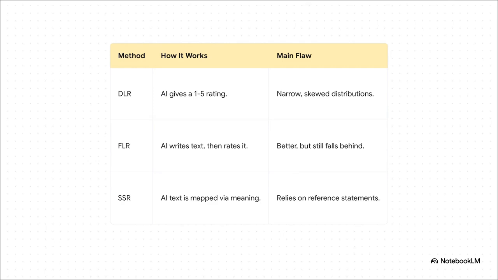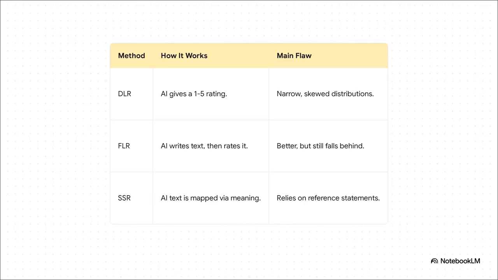Okay, so we established the promise. LLMs could maybe cut through the noise of human panels. But when they first tried, the models basically choked. What exactly went wrong when they tried that simple 1 to 5 scale? Well, the DLR approach, the direct Likert rating, was kind of like trying to fit a square peg in a round hole, scientifically speaking.